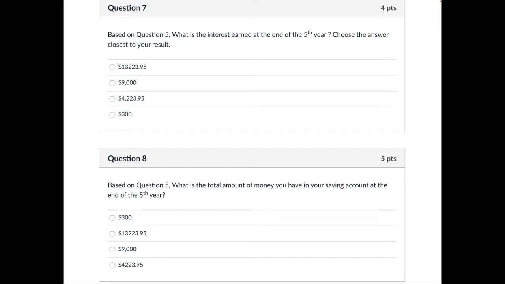And so now you need to calculate the interest earned. So the interest earned based on the formula is P times (1 plus I) to the power of N minus P. P is 9,000. 1 plus I is 8%. N is 5, minus 9,000 again. So the answer is 4223.95.